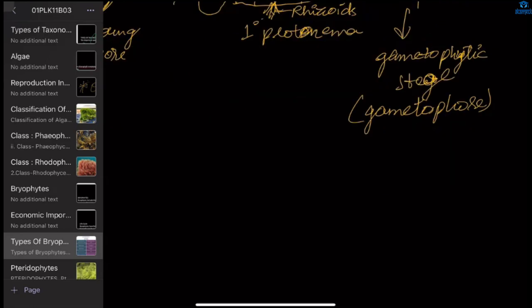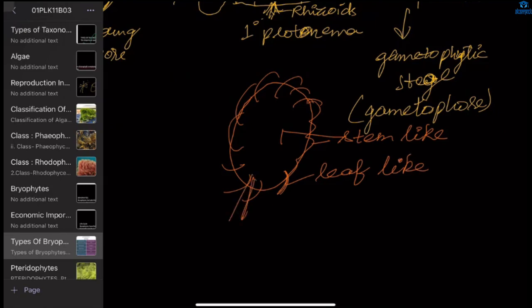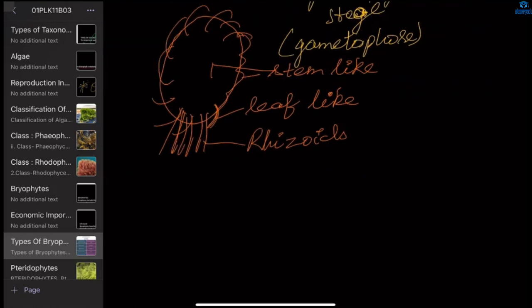So, their structure will look like this. This gametophyte, and they will contain scales around them like this. And these scales will be only what? The whole body is stem-like, and then these scales are leaf-like. Okay, and then on the downside there will be some rhizoids. Okay, and ये क्या है?